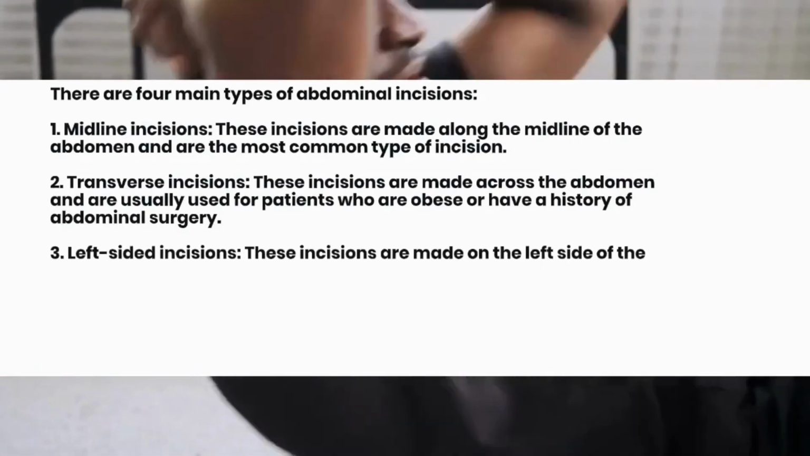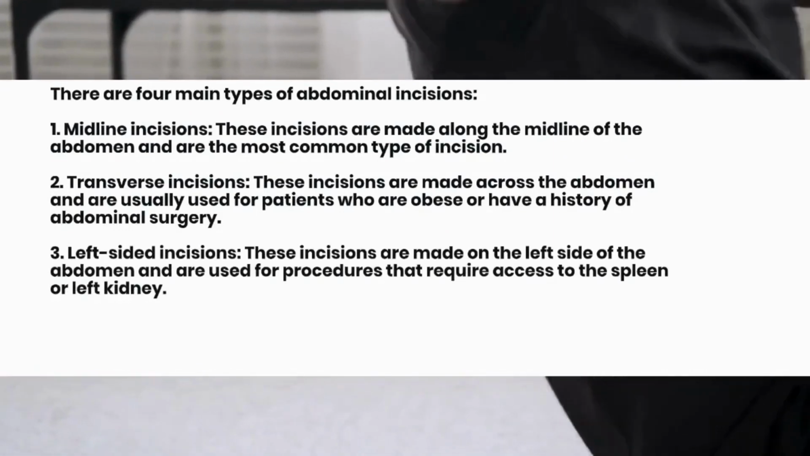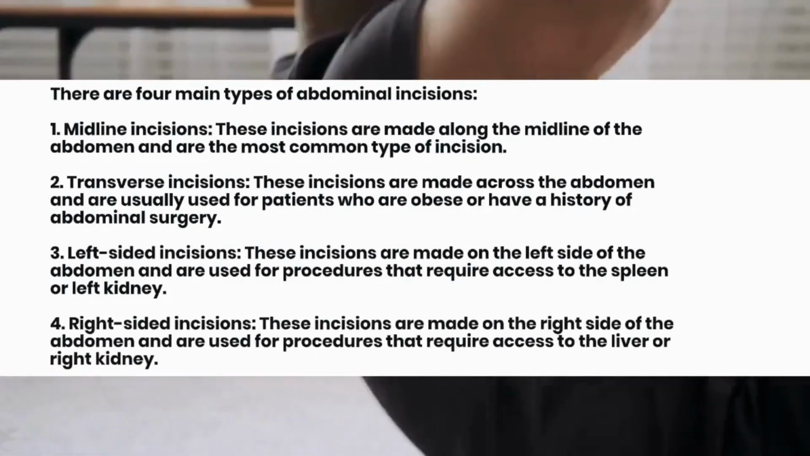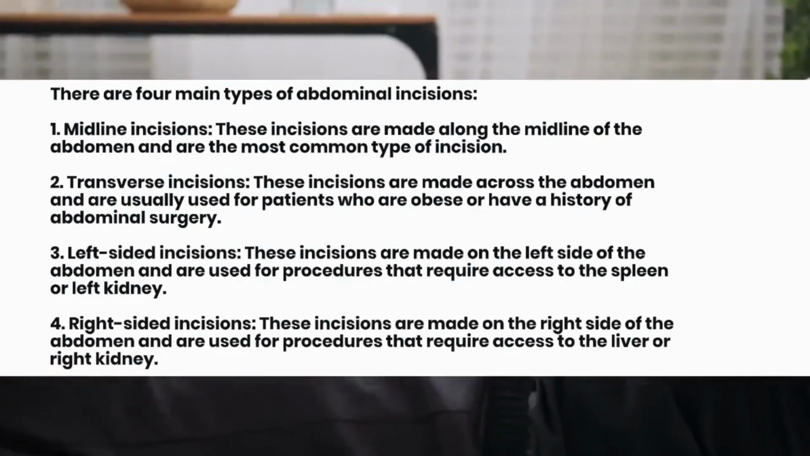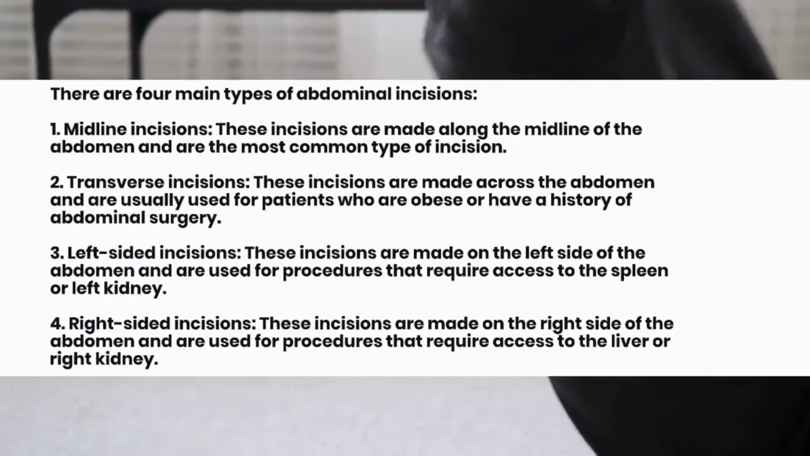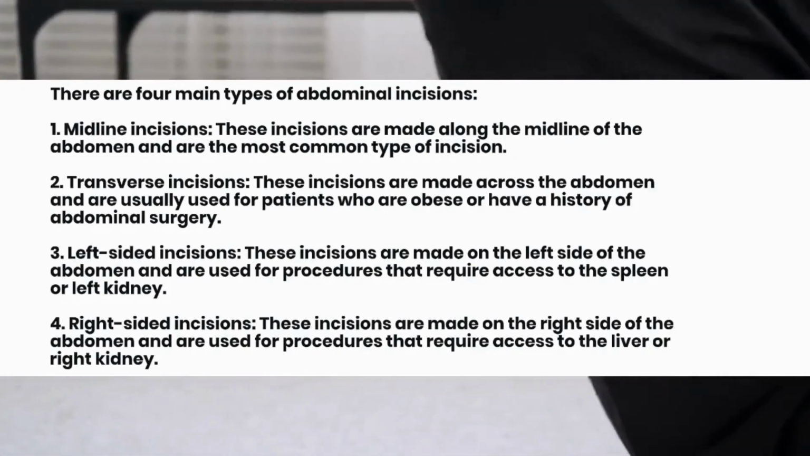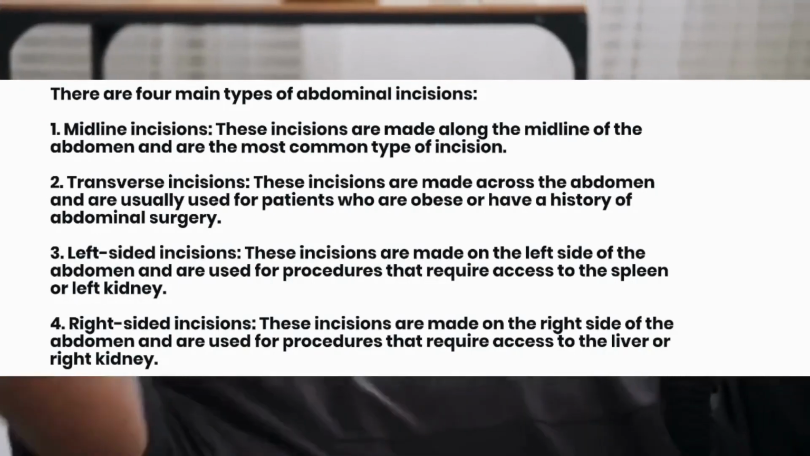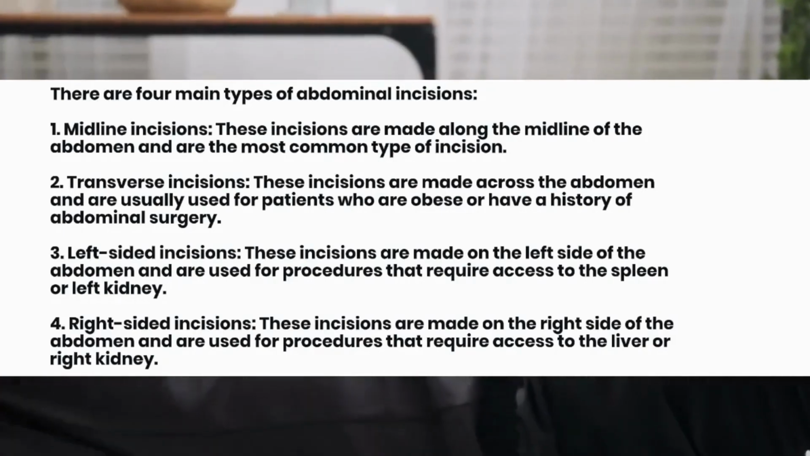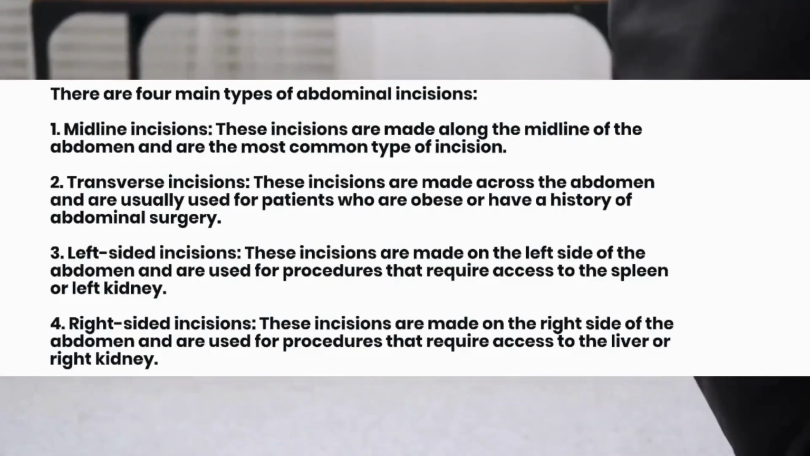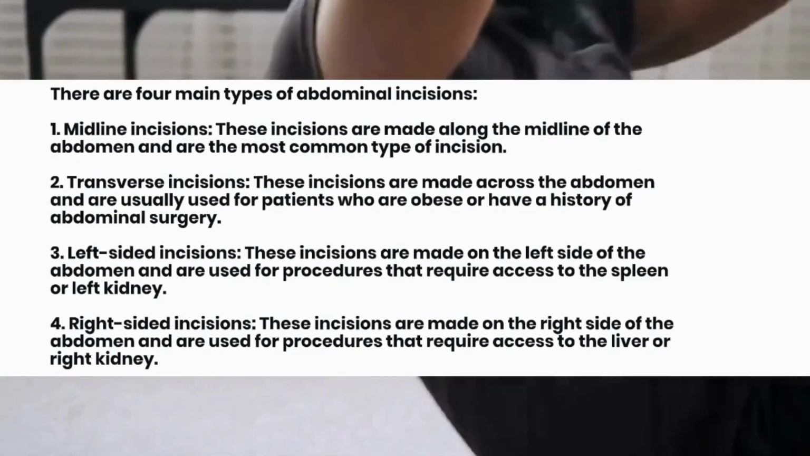incision. 2. Transverse incisions. These incisions are made across the abdomen and are usually used for patients who are obese or have a history of abdominal surgery. 3. Left-sided incisions. These incisions are made on the left side of the abdomen and are used for procedures that require access to the spleen or left kidney. 4. Right-sided incisions. These incisions are made on the right side of the abdomen and are used for procedures that require access to the liver or right kidney.